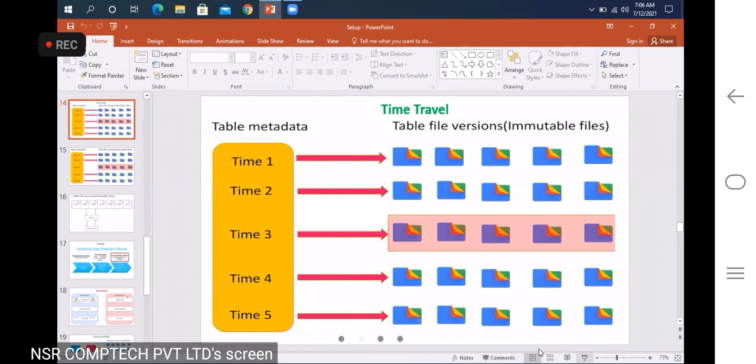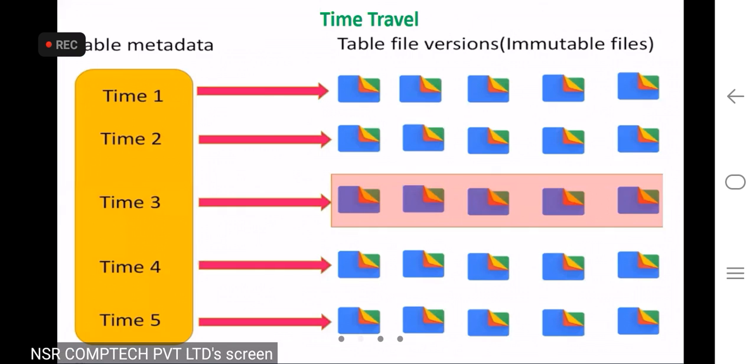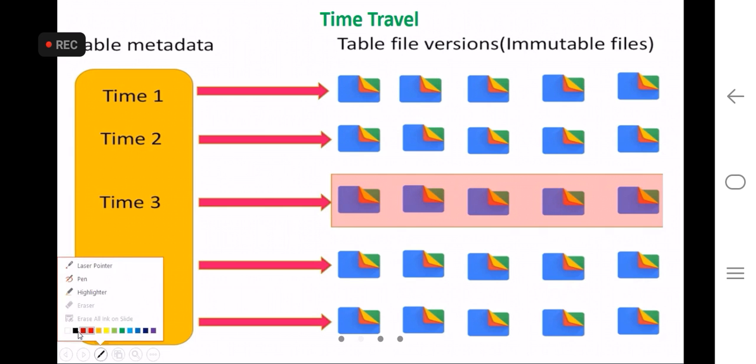So this time travel is basically, if you see the left side table metadata, for example this is time 1, time 2, time 3, time 4, time 5, right. So this is basically when, and at which time, we are loading a file into a Snowflake database table.